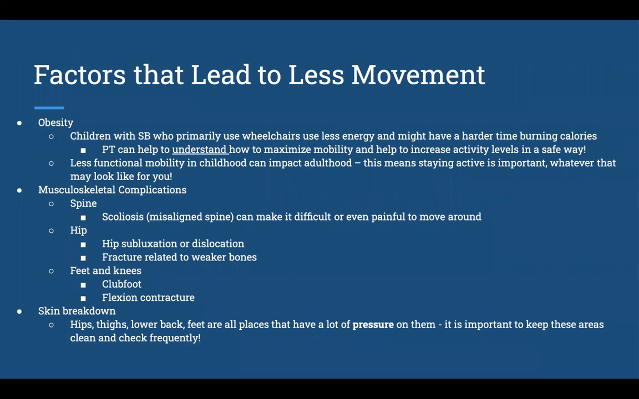You can get certain injuries that can occur at the feet, the hip, and the knees. So at the hip, things like subluxation, which just means dislocation. So your hips can pop out of their sockets, or fractures that might be related to weaker bones. These are all things that will be obviously monitored by your healthcare team. And then we can get complications at the feet and at the knees.